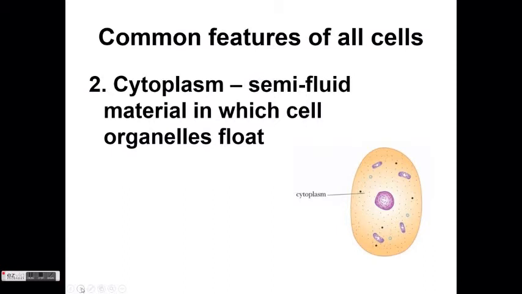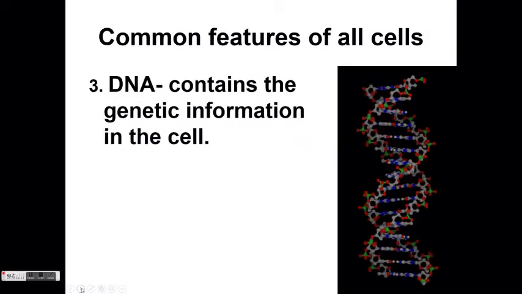Also, all cells contain DNA, and you guys should probably know this, but DNA is basically just the genetic information in the cell. All cells have that. Remember when we looked at the prokaryotic and the eukaryotic cell? In the prokaryotic cell, it was just kind of floating there. In the eukaryotic cell, it's located in the nucleus.